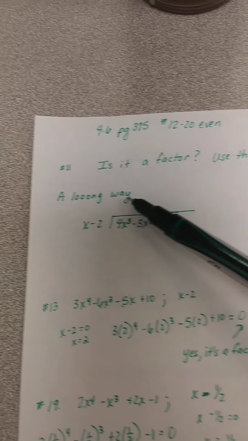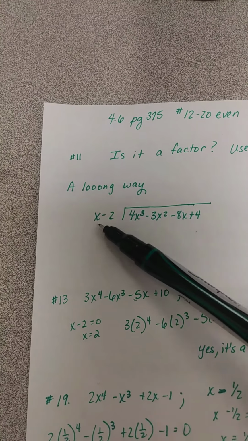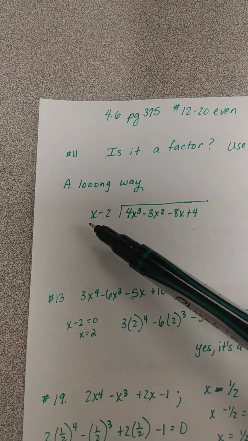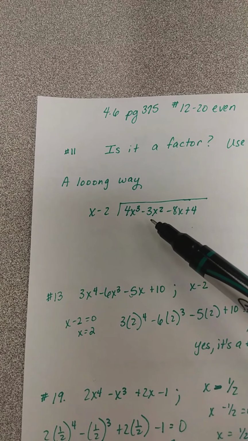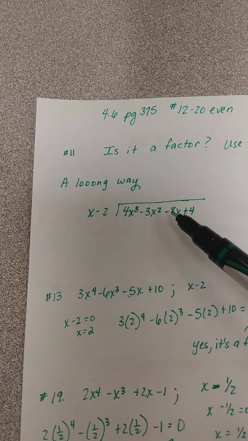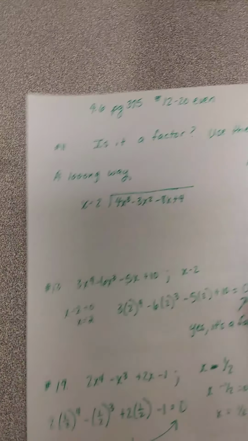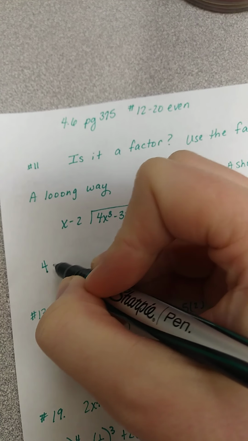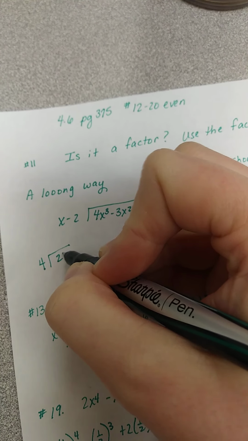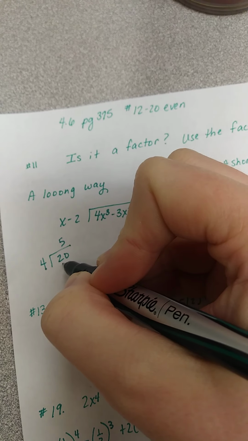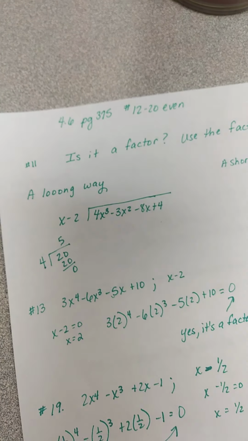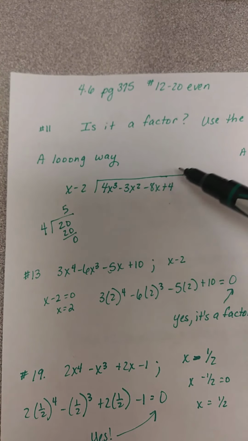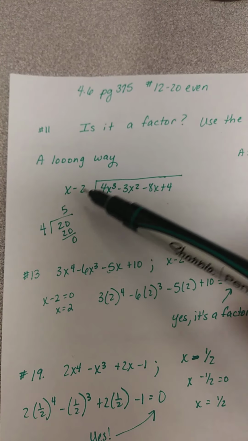So the long way to figure out if something is a factor is to just literally divide it in. So this is number 11 from your textbook. You can just divide it in with long division. But with polynomials, that is hard. Remember, what we're doing is the same thing we do with numbers. Like if I want to know is 4 a factor of 20, you can divide it in, and 4 times 5 is 20. And if it goes in an even number of times, then yes, it's a factor. That's how we do it with numbers. But with polynomials, that is a really long process.